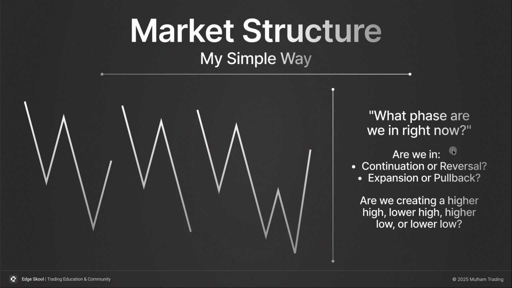Now my way of reading market structure is very simple. It is based on just one question, and that question is: what phase are we in right now? If I ask you, here from price going higher to here, breaking structure and now pulling back, you want to ask yourself, what phase are we in? Are we in a continuation or a reversal? Continuation means we had a breakout structure. Reversal means we had a market structure shift.